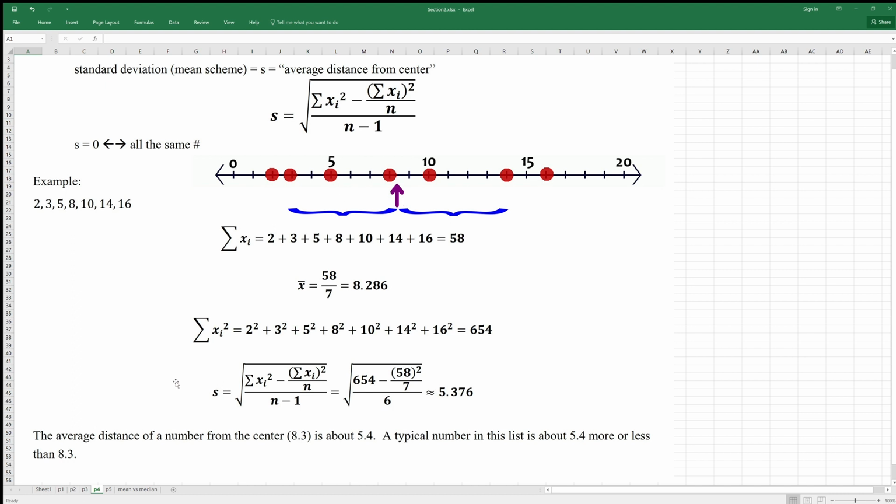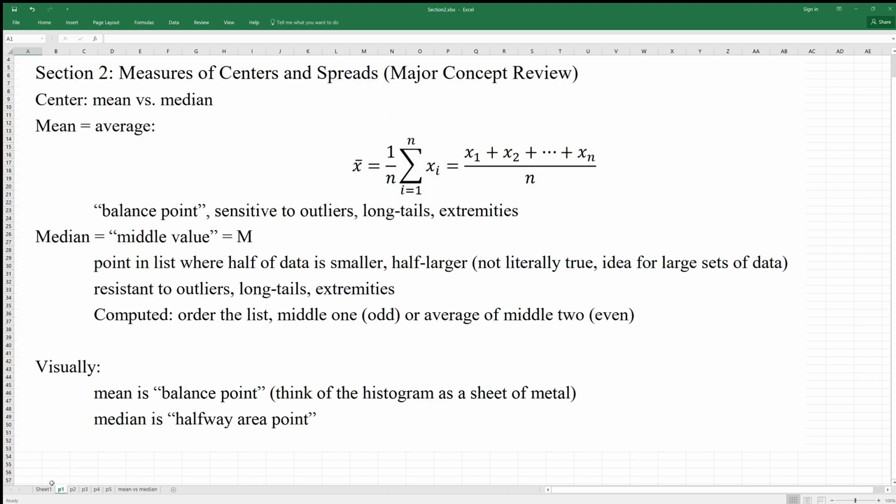So balance is affected not just by what side of the mean you're on, but how far away it is. The further away it is, the more of a pulling effect it has. This means that stuff very far away has a pulling effect on the mean.